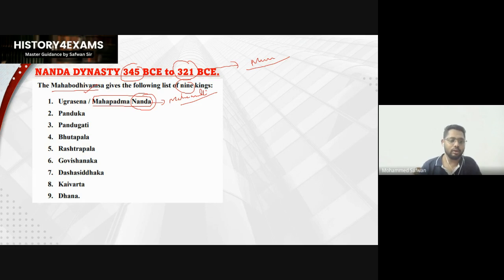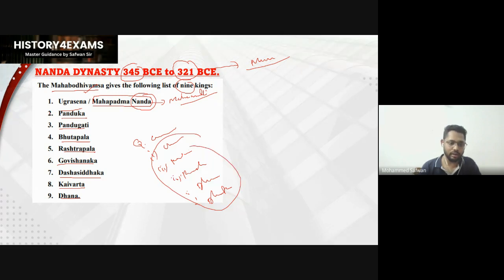Okay. So, Ugrasena or Mahapadmananda, Pandugadi, Bhudapala, Rashtrapala, Govishanga, Dashasiddhaga, Kaivarta, Dhanananda. There's a good chance of being asked the chronology of rulers from here. As we discussed earlier, we'll be provided with at least 5 rulers, such as Ugrasena, Kaivarta, Panduga, Dhanananda, Bhudapala, and you have to arrange them chronologically. So you have to study accordingly.